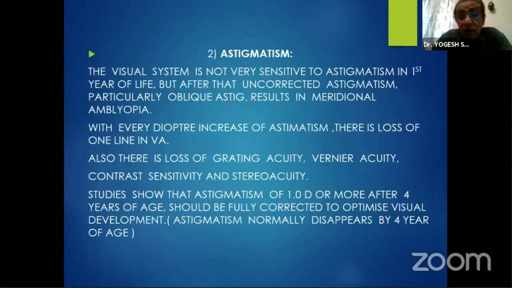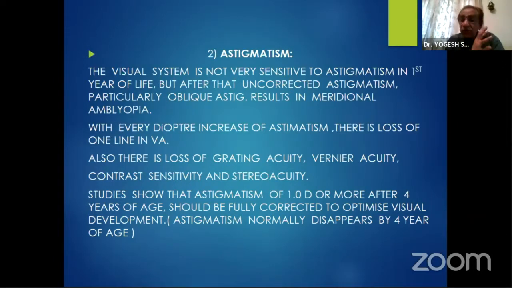Now, astigmatism. The visual system is not very sensitive to astigmatism in the first year of life. We have a heartening point here. At least we have a solace that astigmatism, which was previously supposed to be very detrimental in small children, is not so detrimental in very small children. What it means is that the visual system is very accommodative and cooperative even to astigmatism by the first year of life.